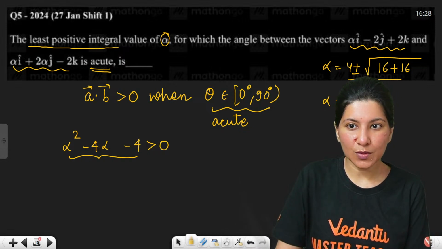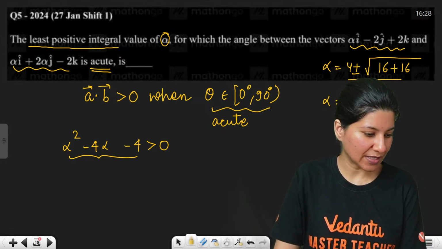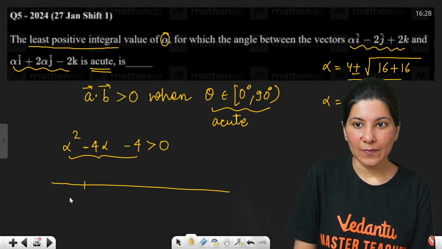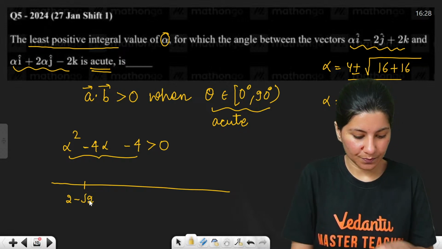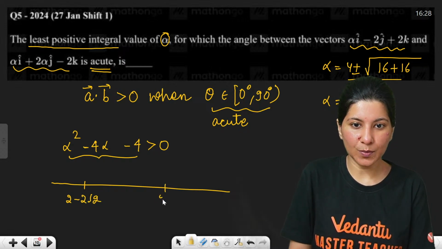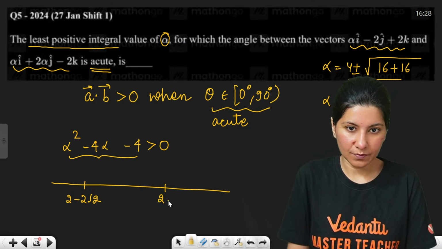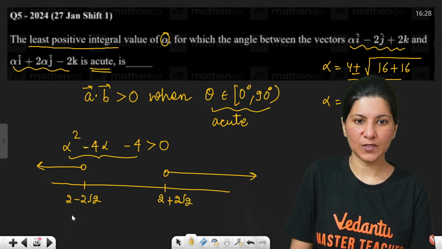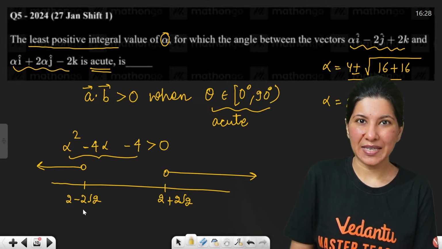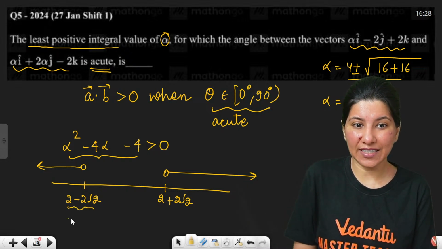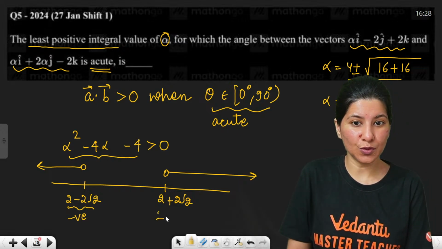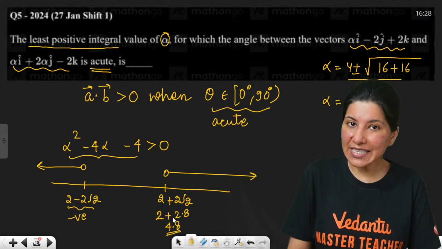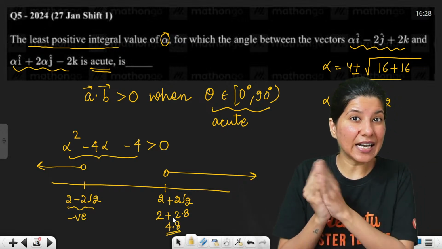So this is going to be root 8, 2 root 2. Alpha is 2 plus minus 2 root 2, correct? So now you will get alpha is 2 minus 2 root 2 and 2 plus 2 root 2. So greater than this and less than this. 2 minus 2 root 2 is a negative number, right? 2 plus 2 root 2, so 2 plus 2.8, 4.8. So your alpha is either negative or it is greater than 4.8.